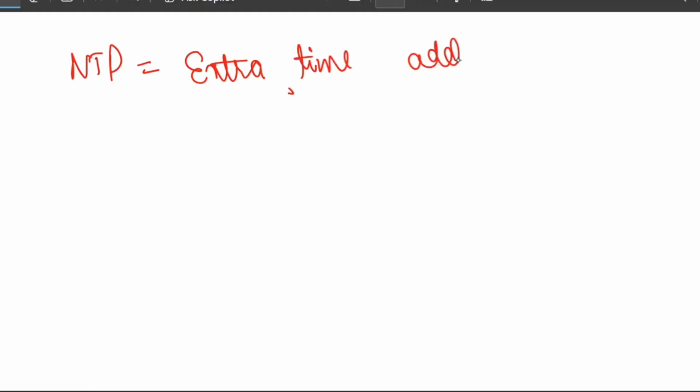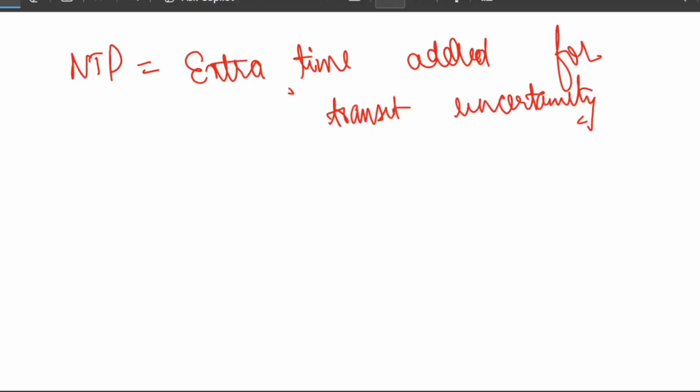Please understand. What is the meaning of NTP? NTP means extra time. Extra time added for transit uncertainty. So you add some extra time for transit uncertainty.